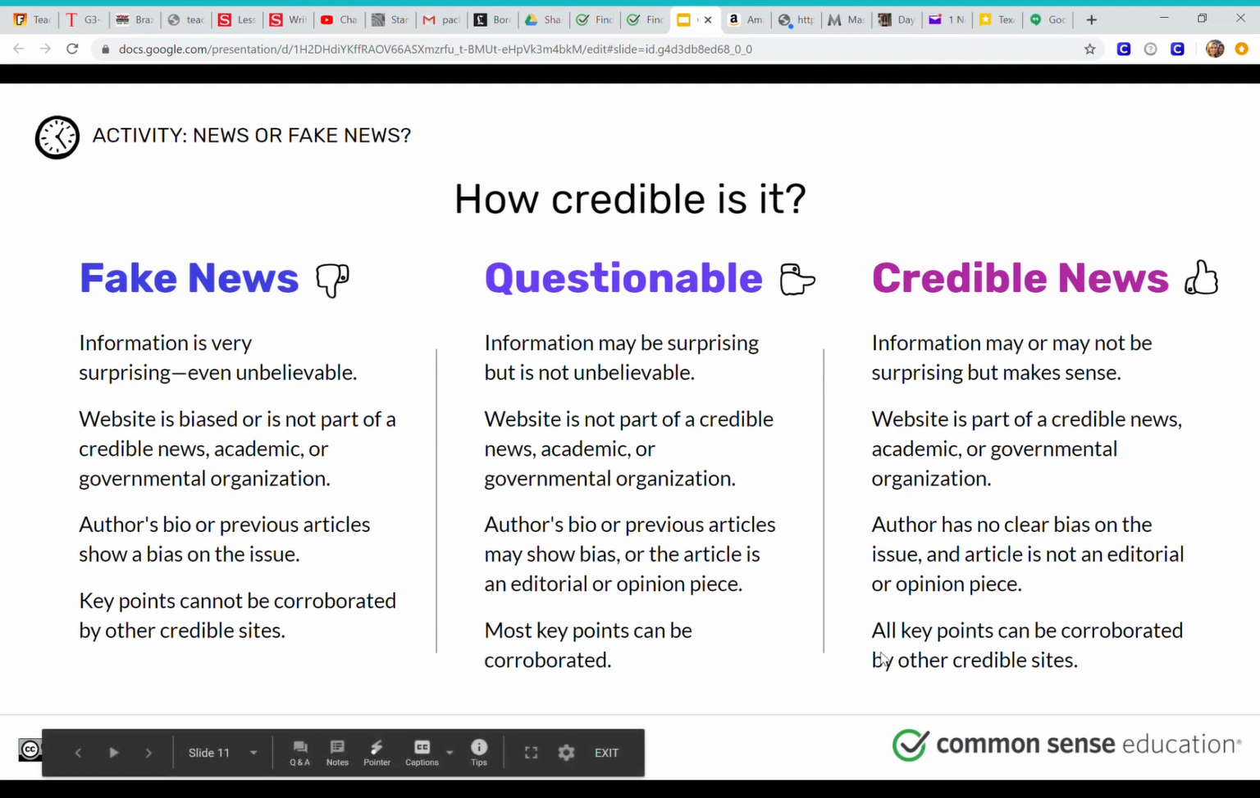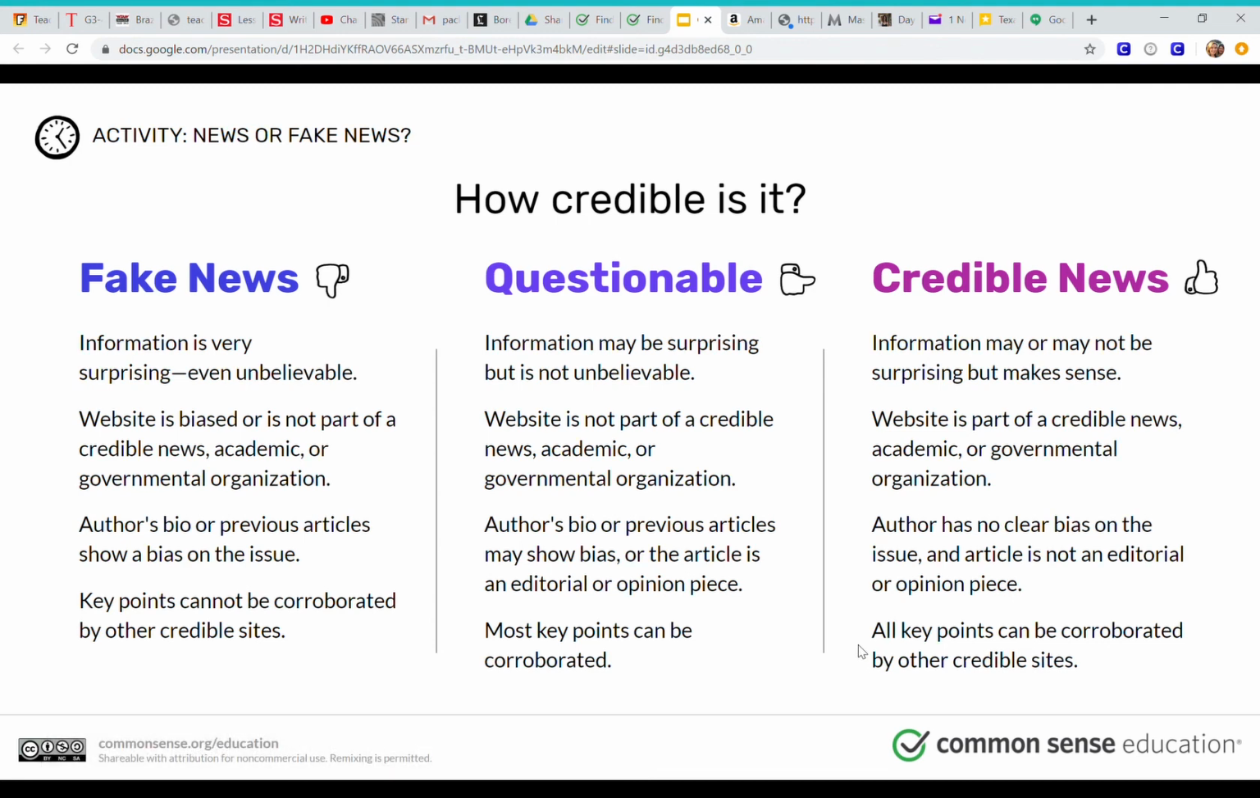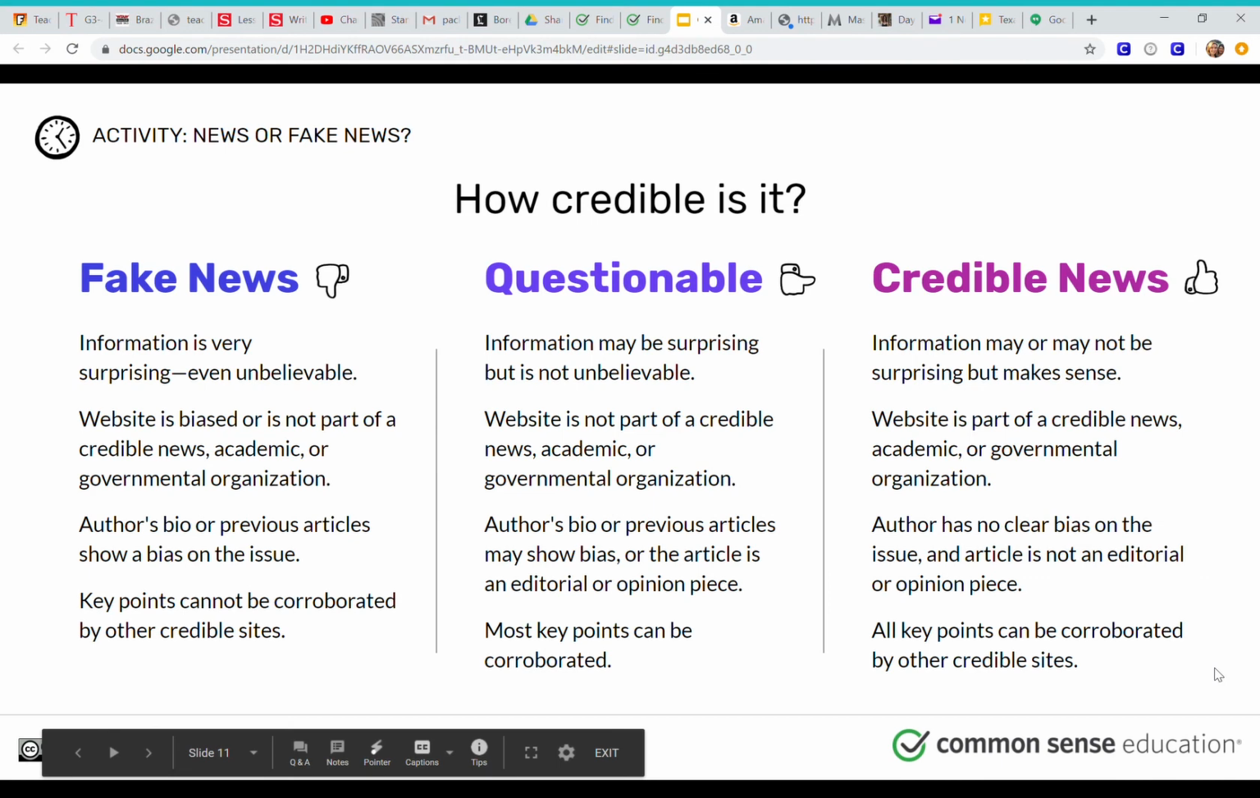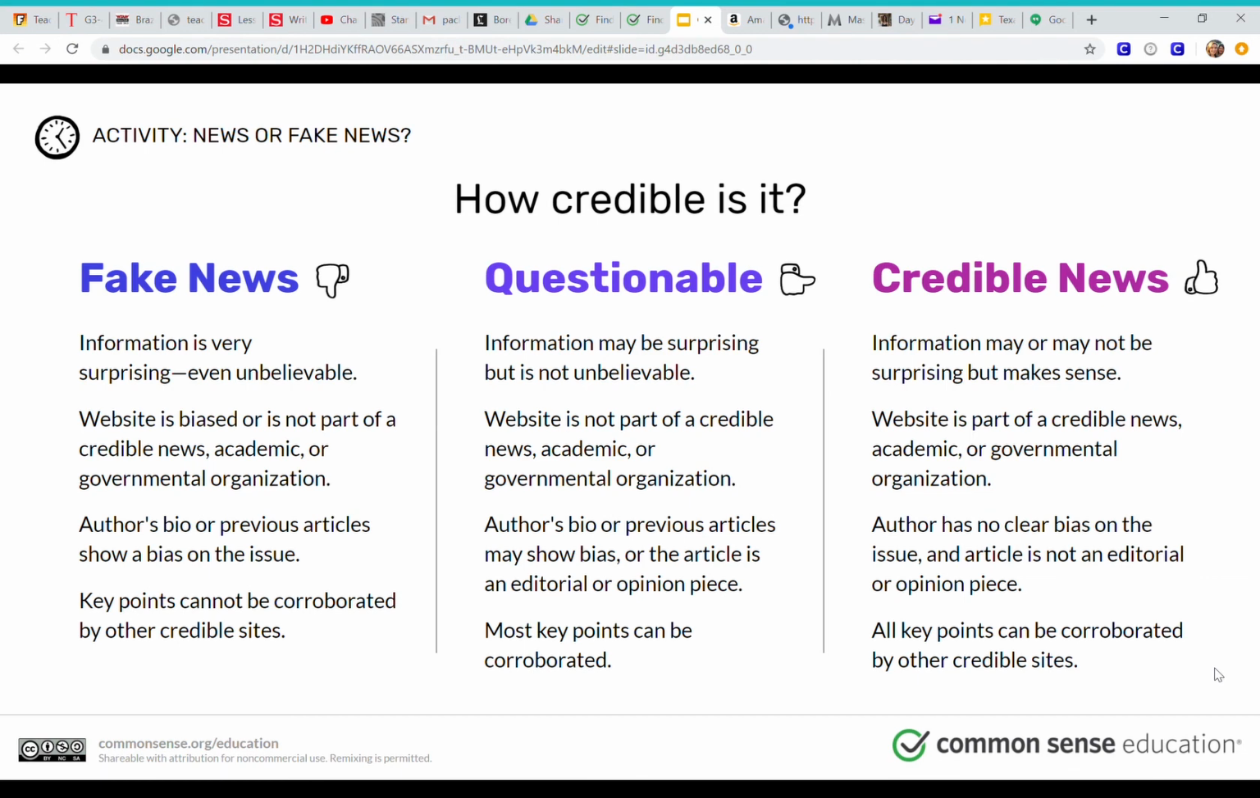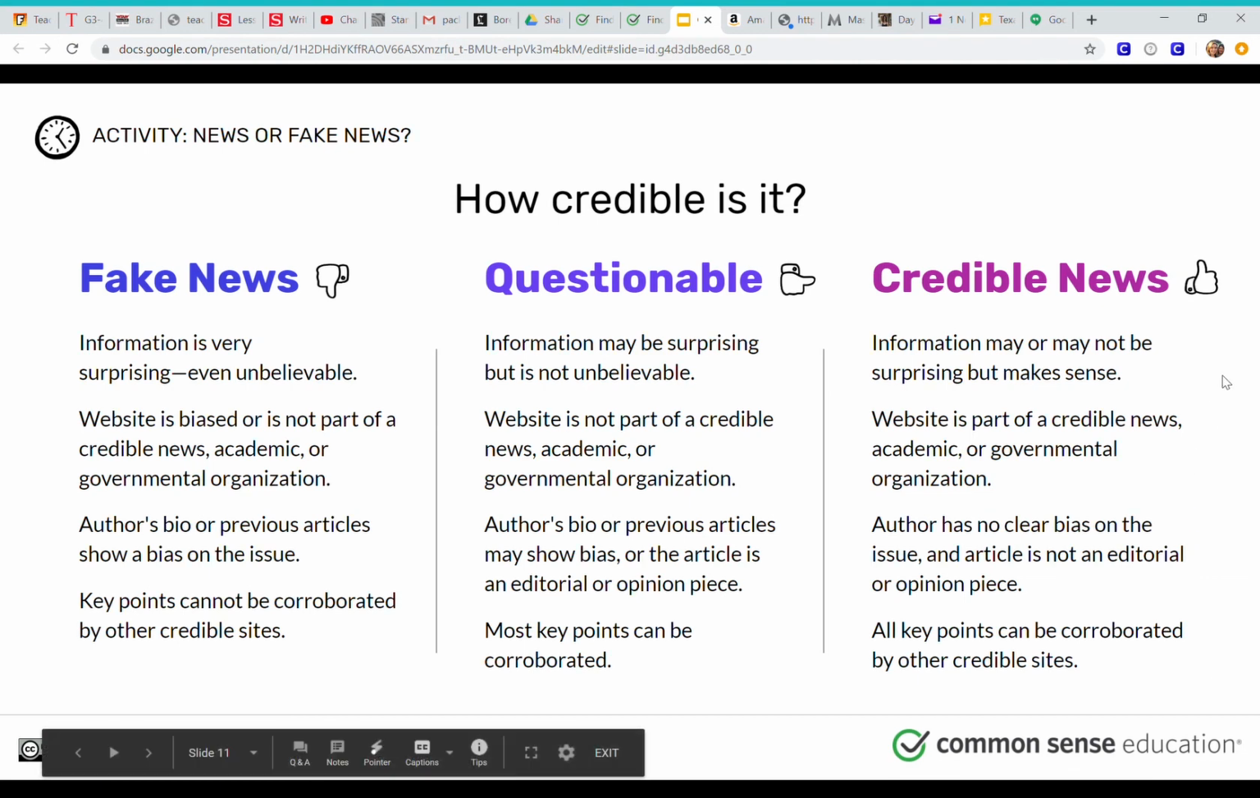And all of the key points can be corroborated on other credible sites. So all of the information in the article, if you searched it somewhere else, it would show up as completely true, all right? So those are our 3 checklists that we can look at to see whether news sources are fake news or if they're credible news.